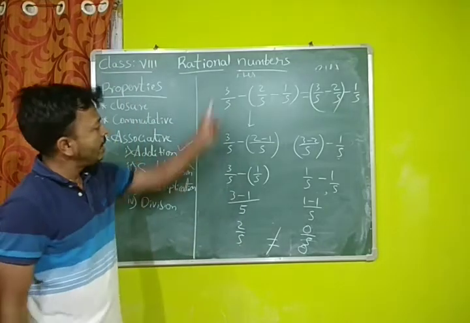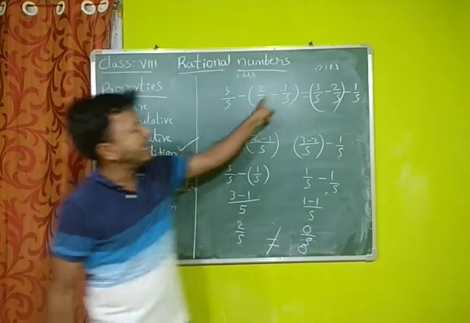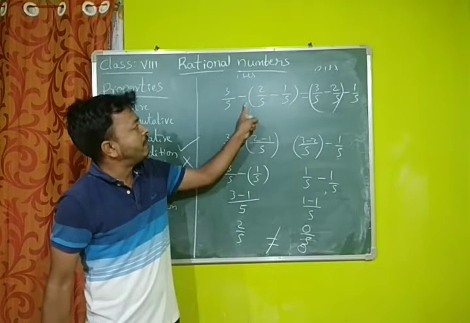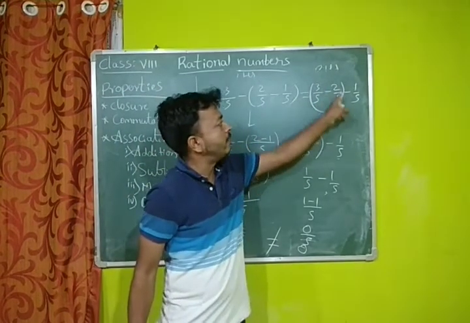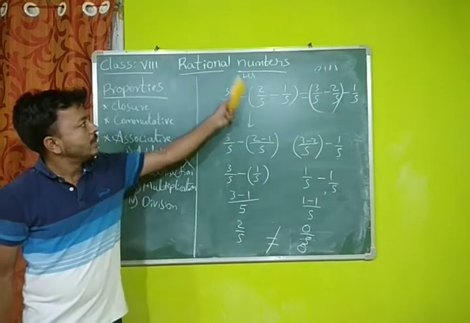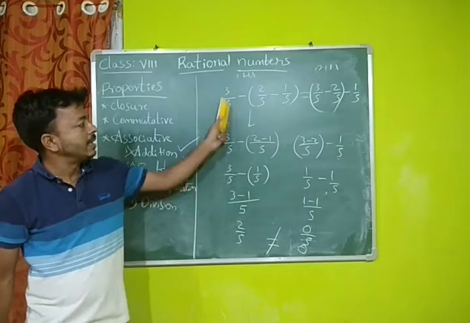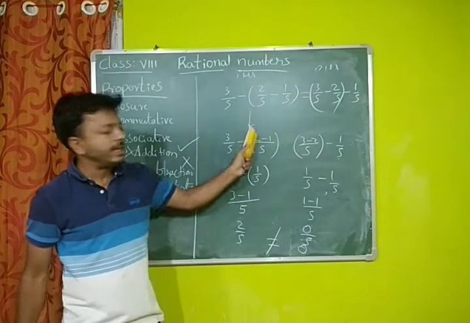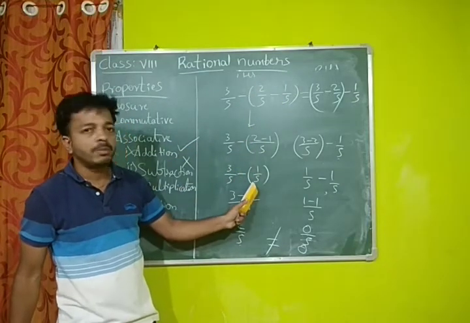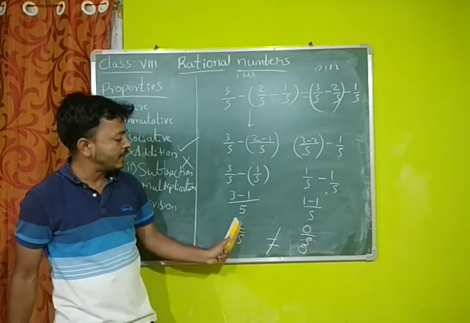Is it understood? So that is LHS. This is LHS and this is RHS. 3 upon 5 minus 2 upon 5 minus 1 upon 5. So first we have to solve this LHS. 3 upon 5 minus, find out the LCM 5. 2 minus 1. 3 upon 5 minus 1 upon 5. And this is 5. 3 minus 1 is 2 upon 5.